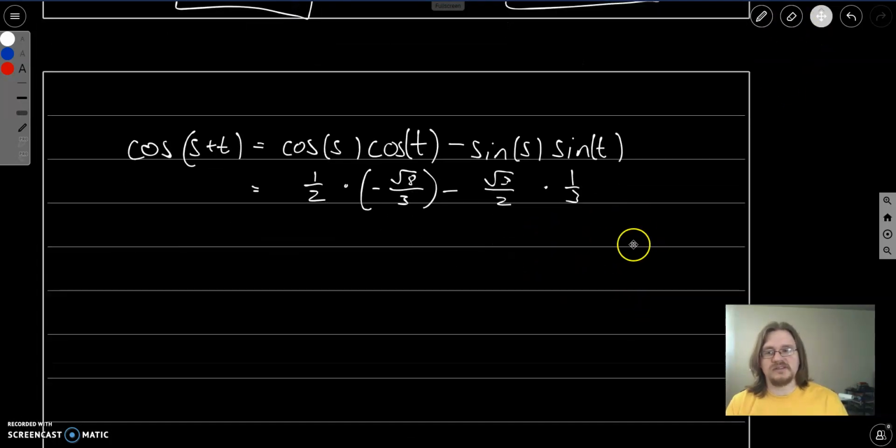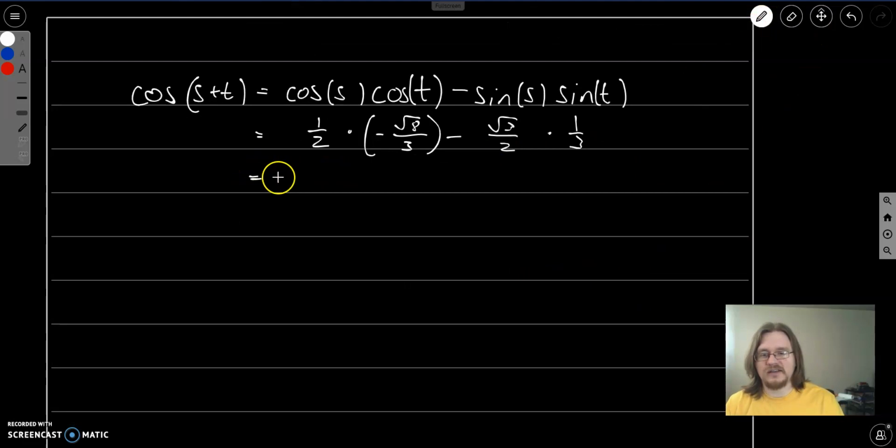So now it's just a little bit of simplifying. So on the bottom of the fraction, we've got 2 times 3. Top of the fraction, we've got 1 times negative square root of 8. And then over here, we're going to subtract. On the top of the fraction, we've got the square root of 3. And on the bottom of the fraction, we've got 2 times 3.